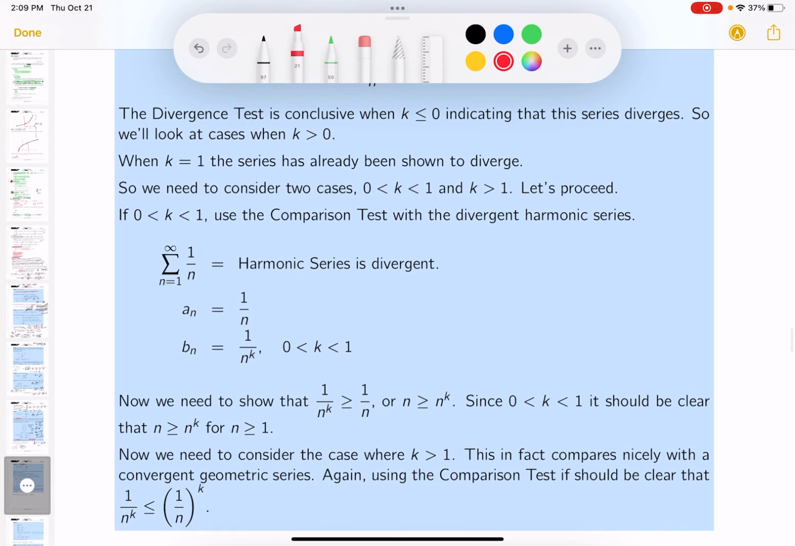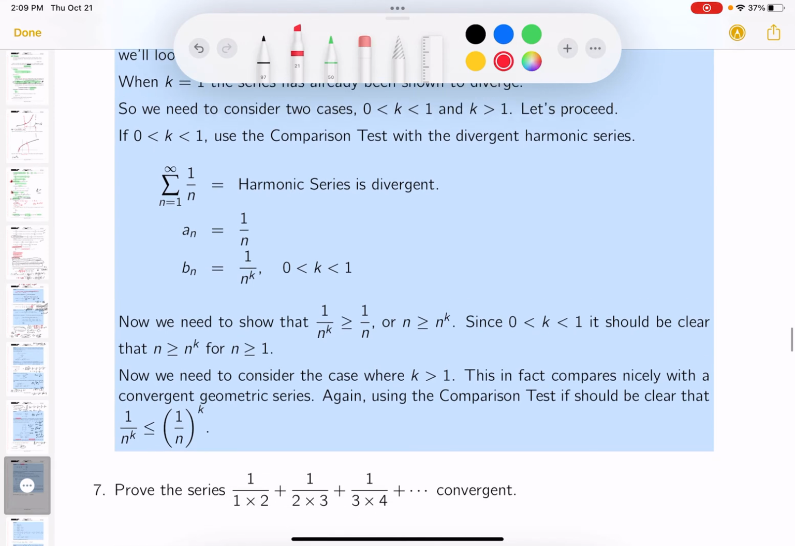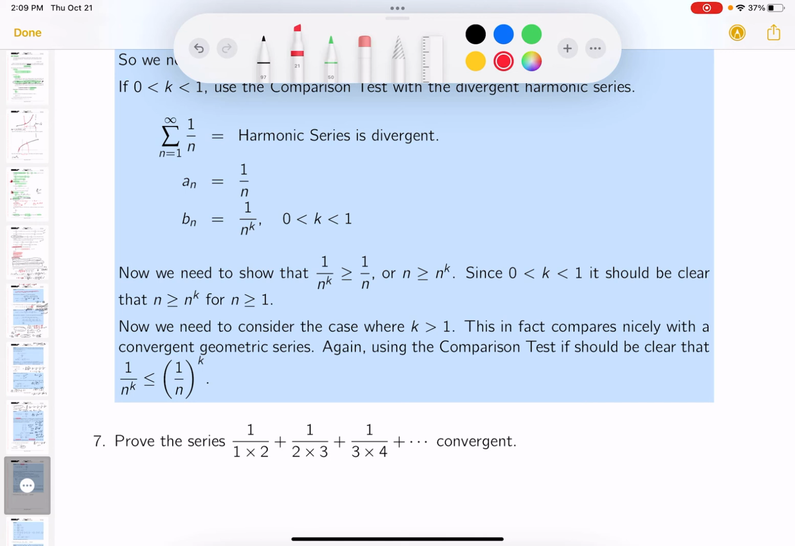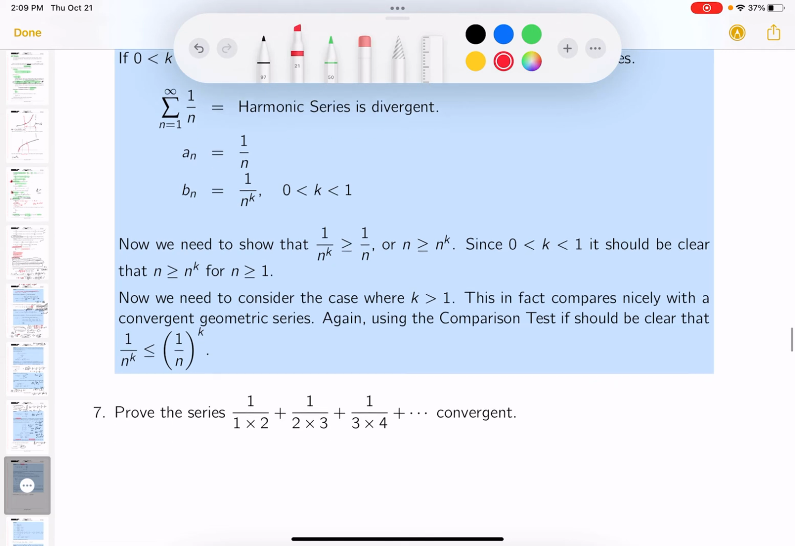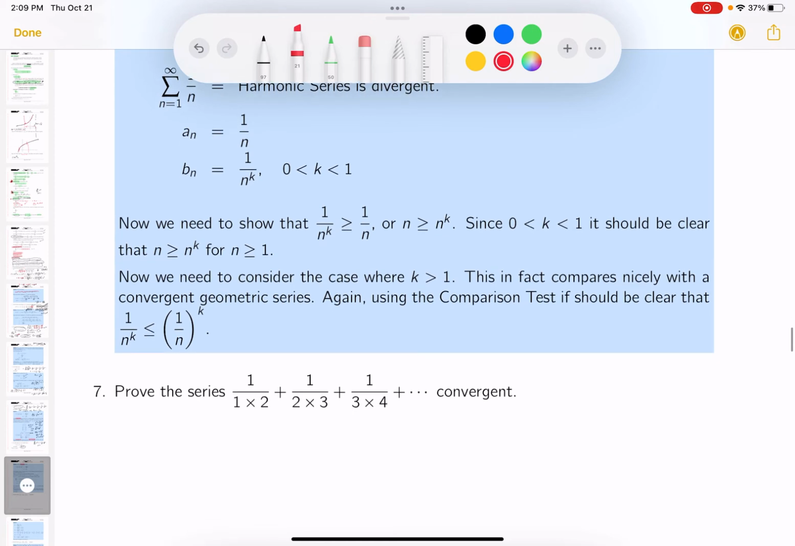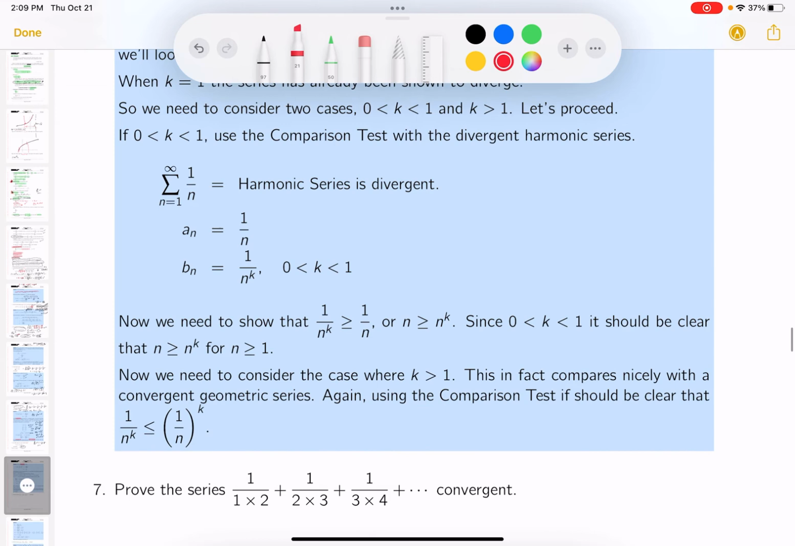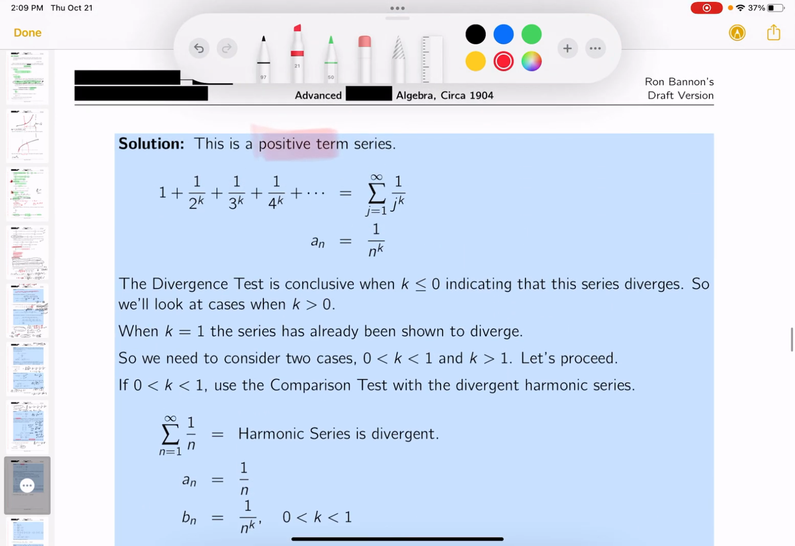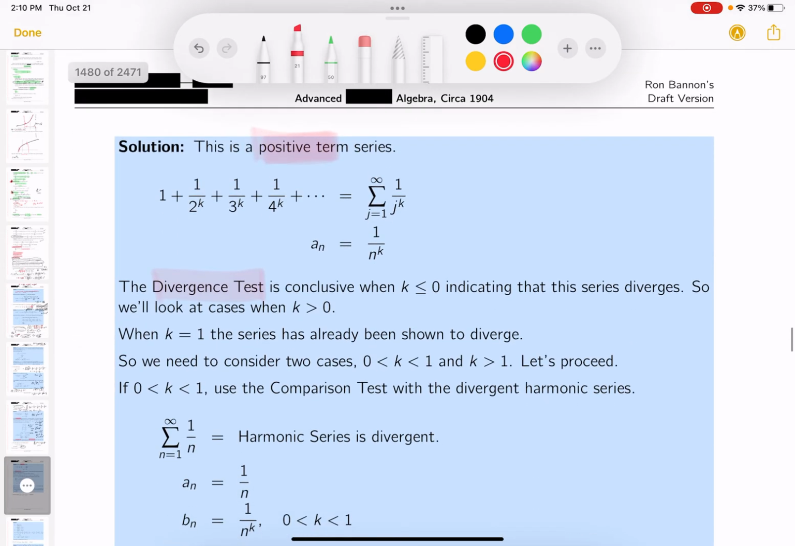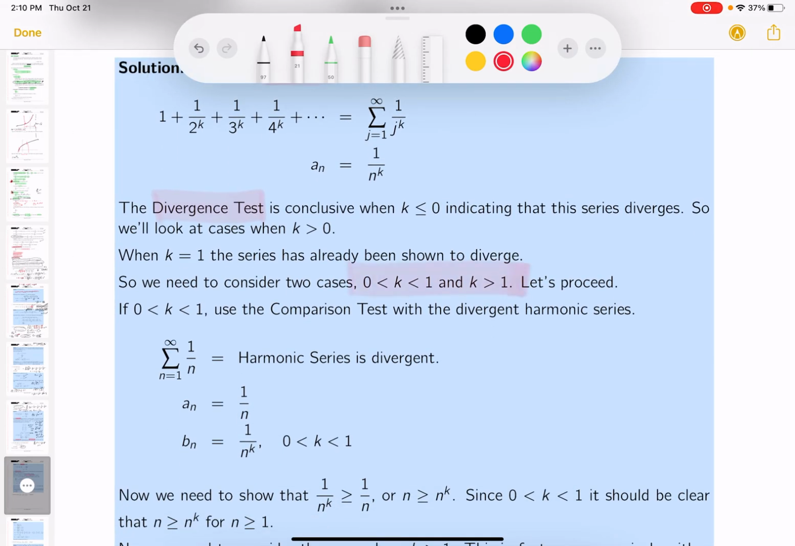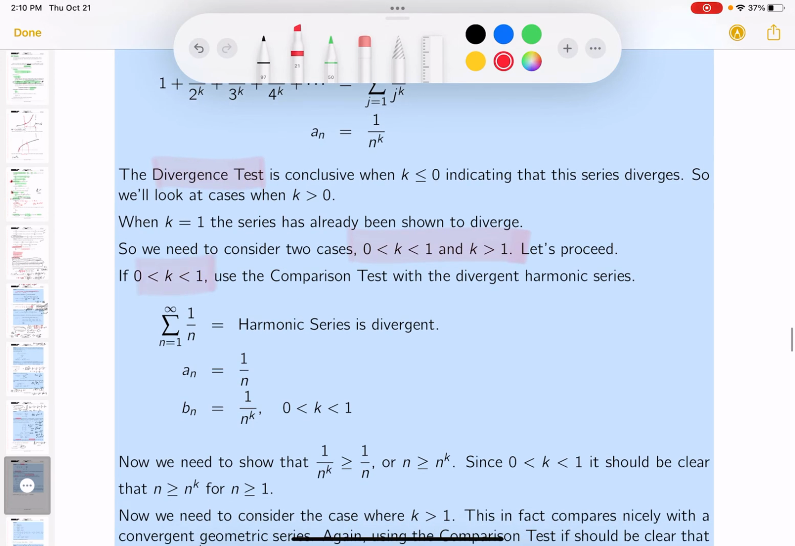Yeah, they do a comparison with the harmonic series, and do a lot of work over here. And they kind of boil it down to cases. I know they did a lot more work than I did. There's nothing wrong with that, though. Let me read it through, all right? Positive term series, divergence test. It is conclusive when k is less than 1, and when k is equal to 1 the series is shown to diverge. Yeah, we know it's k. Again, I said it has to be greater than 1. I did say that. We need to consider these cases over here. We are considering these cases over here. The k between that.